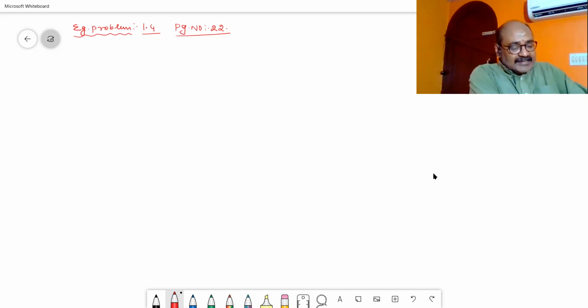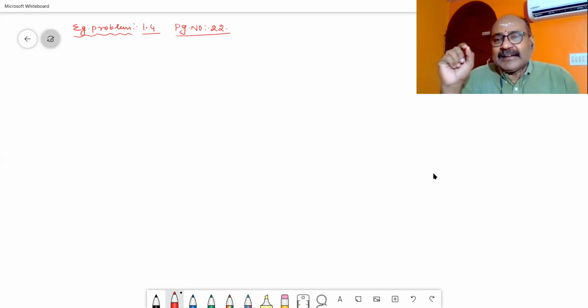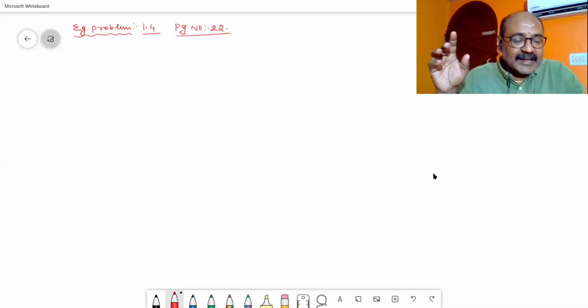In a series of successive measurements in an experiment, the readings of the period of oscillation of a simple pendulum were found to be: they have measured the time period of a simple pendulum, 2.63 seconds, then 2.56 seconds, 2.42 seconds, 2.71 seconds, and 2.80 seconds.